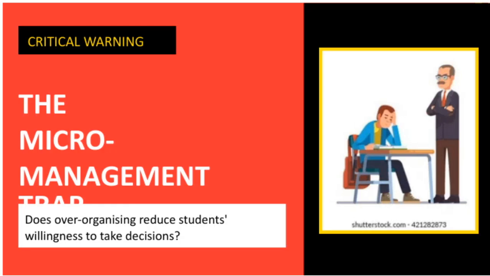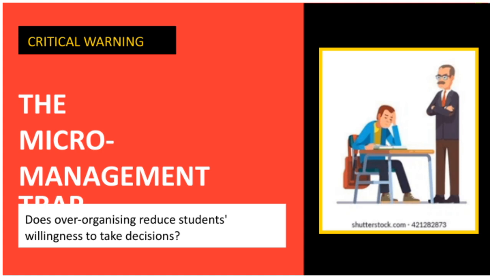Does overorganizing really reduce students' willingness to take decisions? That's a great question, and it brings us to the concept of the micromanagement trap. When we get too caught up in controlling every small detail, we might unintentionally create an environment where students feel less confident or less motivated to decide for themselves. It's like we're micromanaging their choices, which can actually inhibit their independence and decision-making skills.